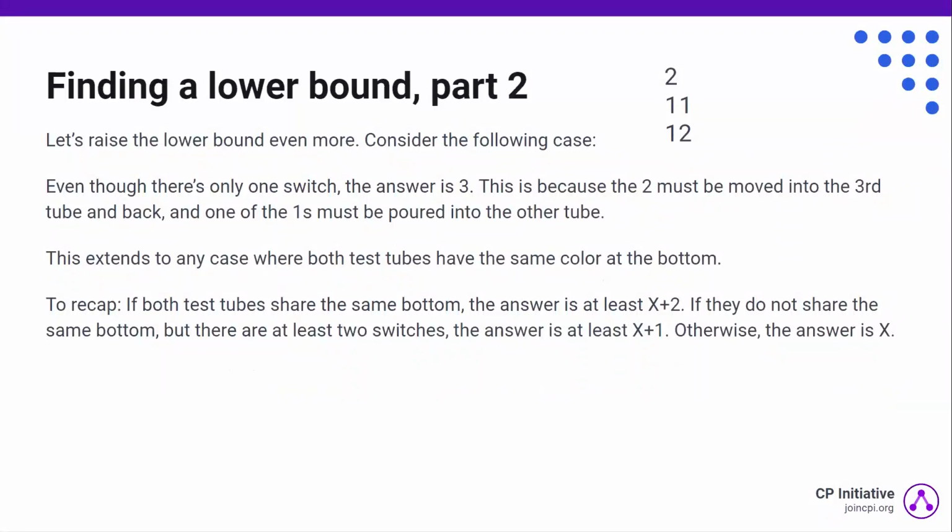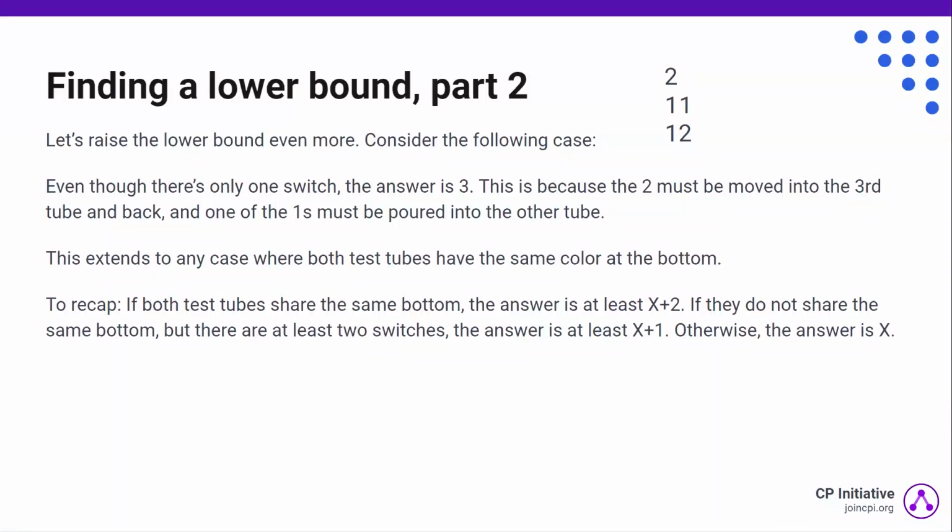And this is because not only do I have to move the 2 into the third beaker, but we also have to move one of the 1s into the other tube. We have to pour the bottom of the tube into the other tube, and we have to move something into the third tube and back. So again, this extends to any case where both test tubes have the same color at the bottom, because no matter what, the color at the bottom is going to have to be poured out, and there's going to be some color on the top that has to go into the third test tube, right?